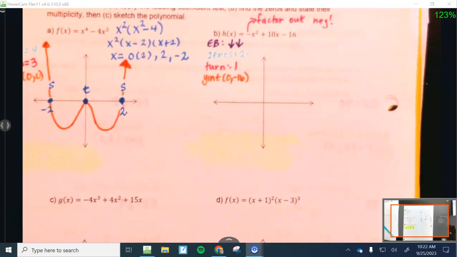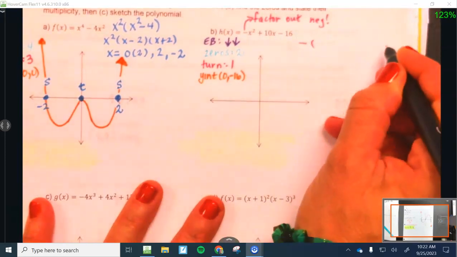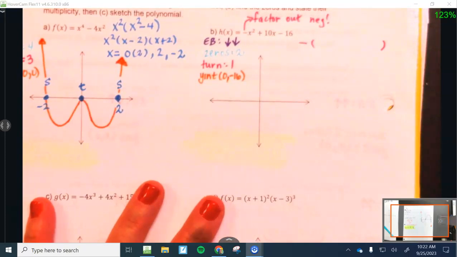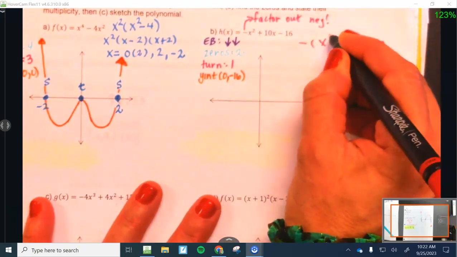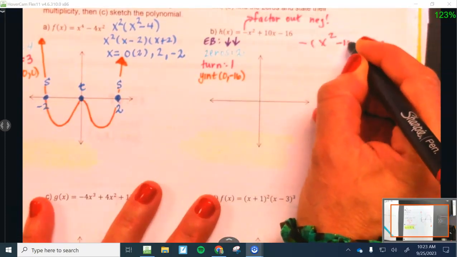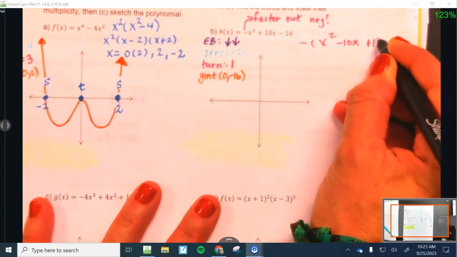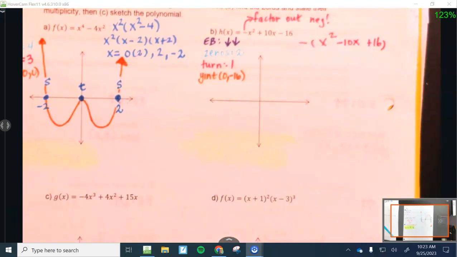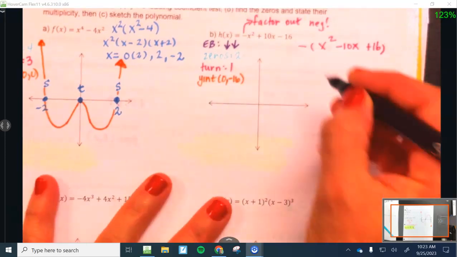All right, let's find the x-intercepts. We're going to have to factor to do that. All right, y'all. To factor, the first thing you got to do is get rid of that negative. So let's change the signs. That's going to be a positive x squared minus a 10x plus a 16. And can you factor that? Yes, yes, yes, you can, y'all.